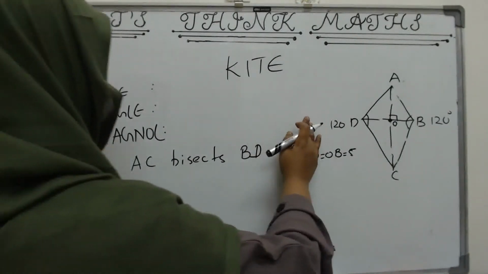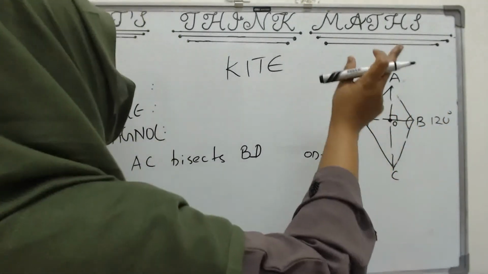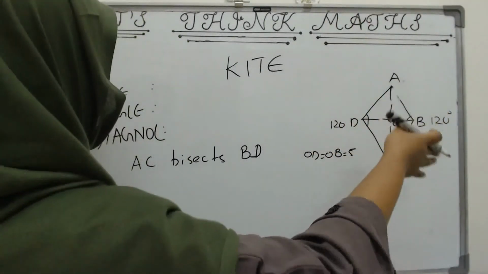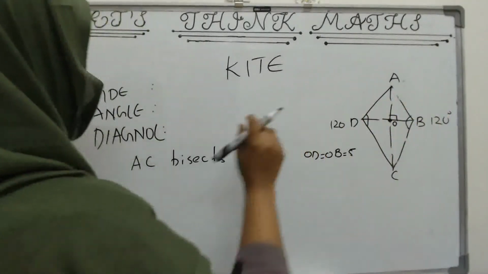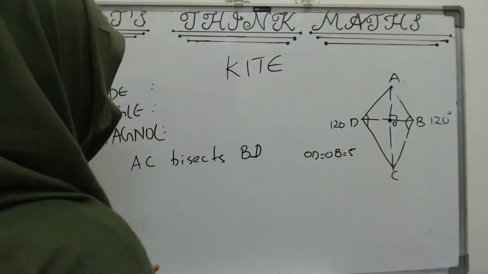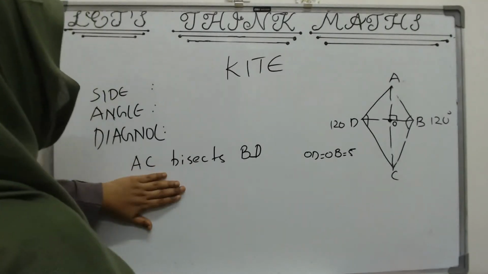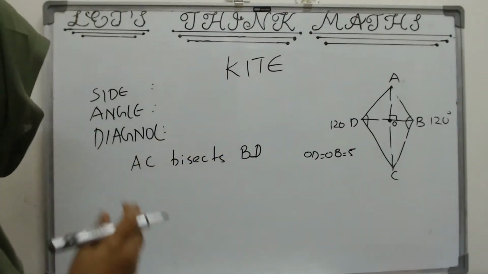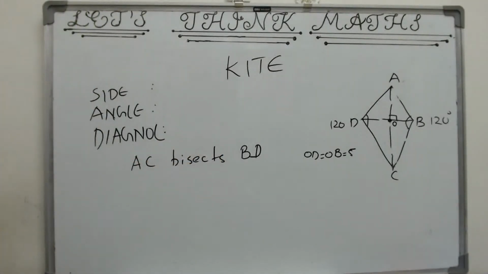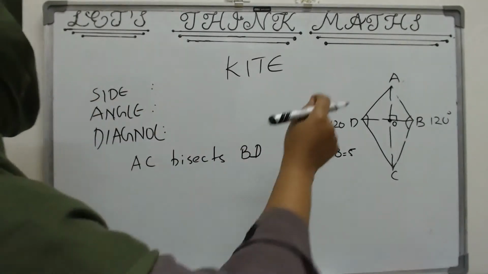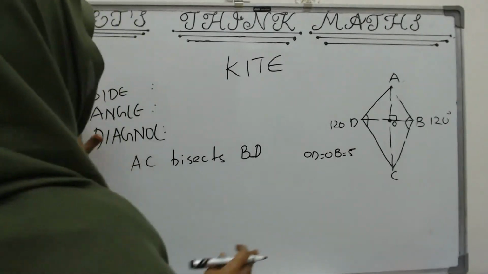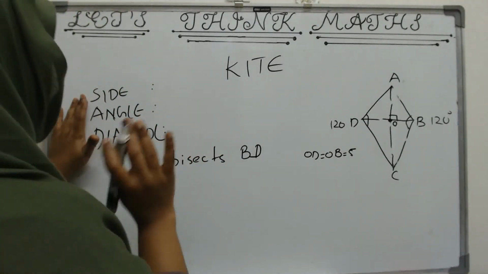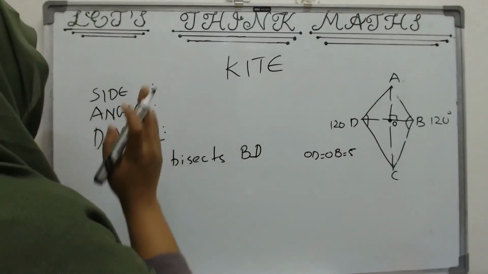The angles on either side of the smaller diagonal, not the bigger diagonal, the smaller diagonal, will always be equal, and the main diagonal bisects the smaller diagonal into two equal parts and it divides it perpendicularly. It makes the angle 90 degrees. That is all the properties of the diagonal and the angle and the side.